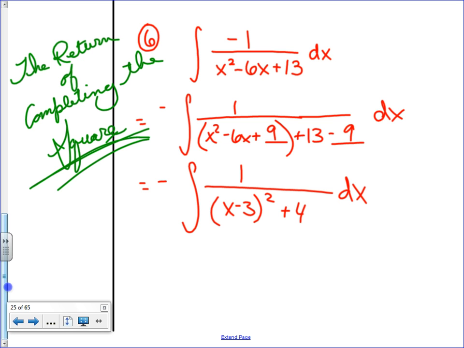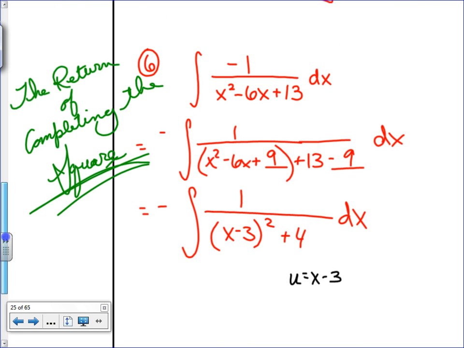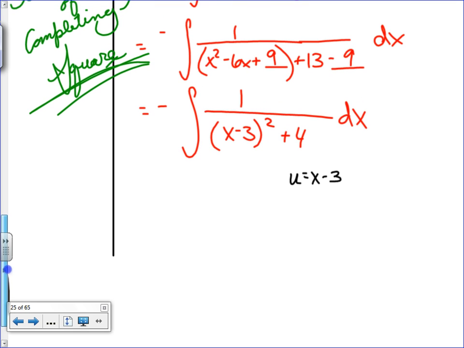Okay. Totally keep going, because now when I use completing the square, I can be amazing and say, what is u? Who would have thought that way back here? Not many of you. x minus 3, of course. a equals 2. du dx equals 1. That's okay. It was more the weirdness. Plugging in.